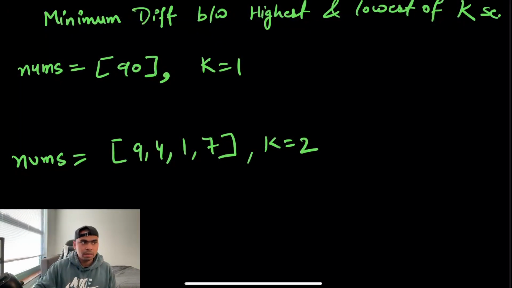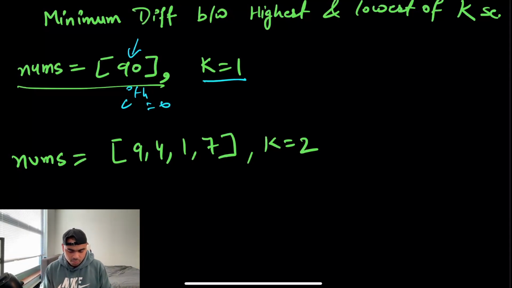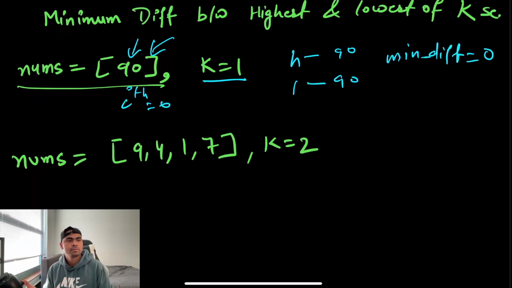Seeing the first example, nums is given of length 1, and the score is 90 of the ith student, i equals 0. K is given 1. Now what can you choose? You have to choose one student from an array whose length is 1, and then you got to find the highest and lowest score. So highest is 90 and lowest is 90. So basically the minimum difference is 0. That would be the answer for example 1.